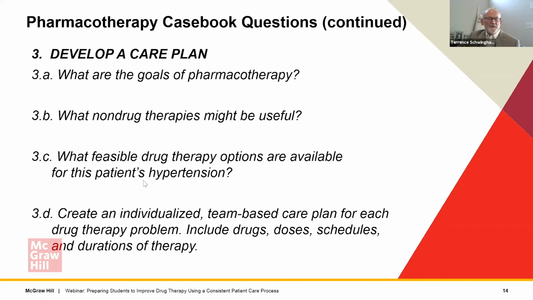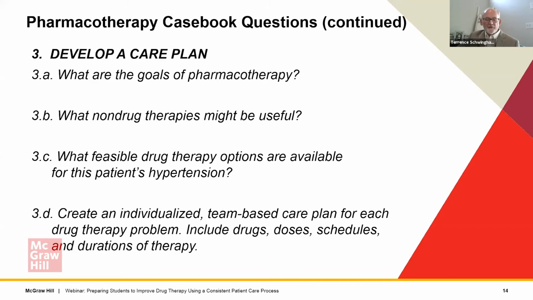And the third sub-question is, what therapy options are feasible for this patient's hypertension? Students too often just tend to pick the first drug that comes to mind or the most highly recommended drug, but that in many cases is not appropriate.